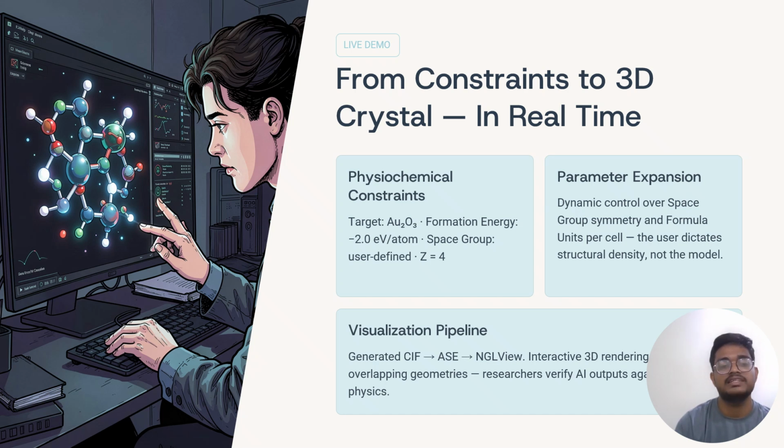The CIF file is processed using ASE. ASE stands for Atomic Simulation Environment. ASE converts the generated structure into a format suitable for visualization and analysis. Finally, NGL Viewer renders the crystal in an interactive 3D environment. Researchers can rotate, zoom, and inspect the atomic arrangements. This allows immediate verification of structure quality and physical plausibility. The entire pipeline transforms user constraints into visualized crystal structures in real time.